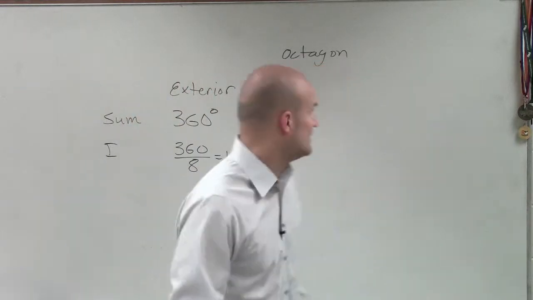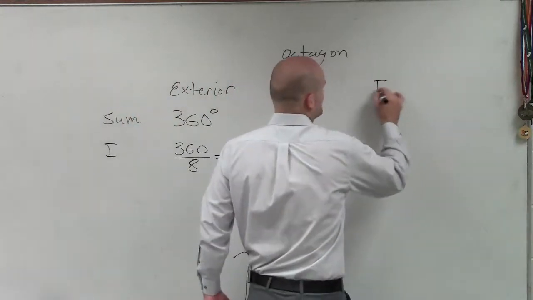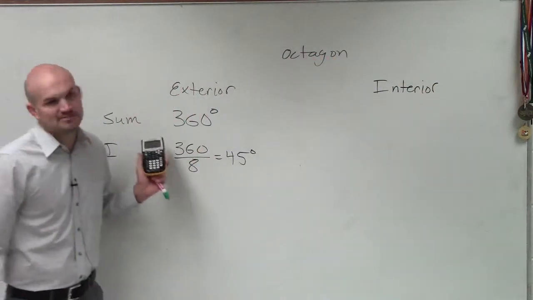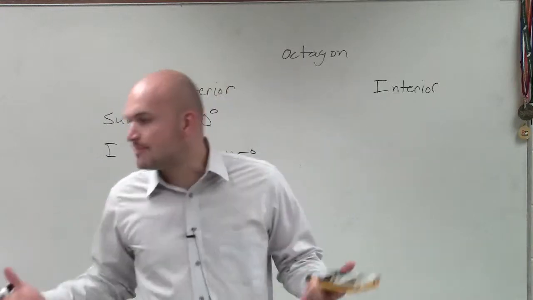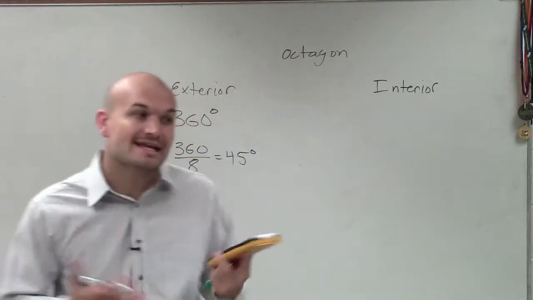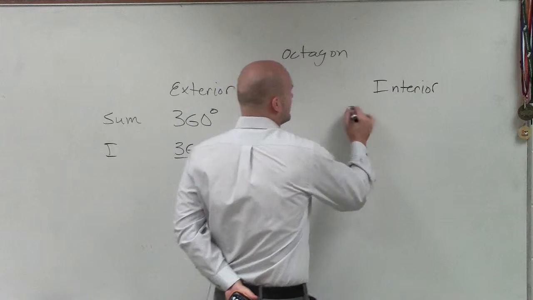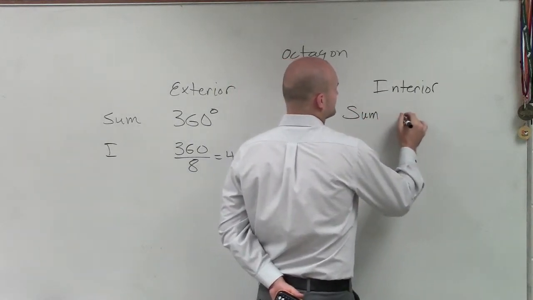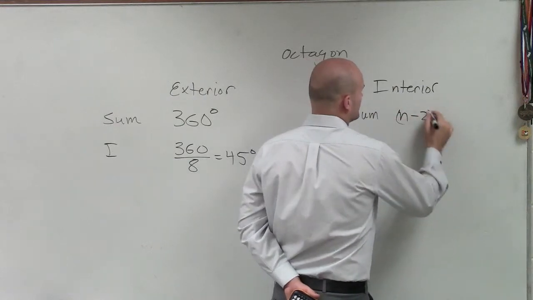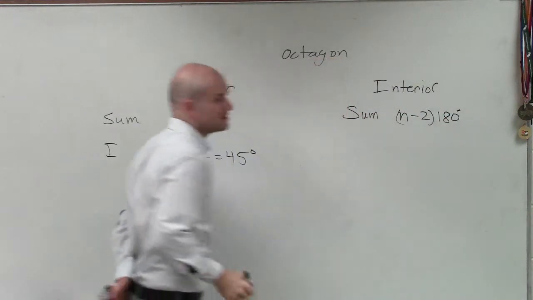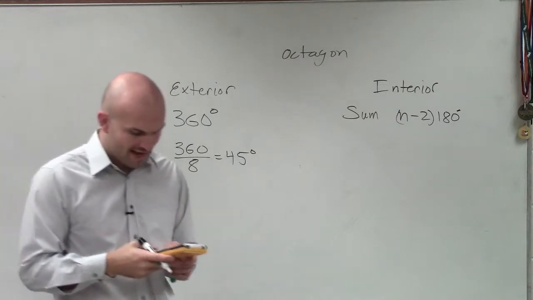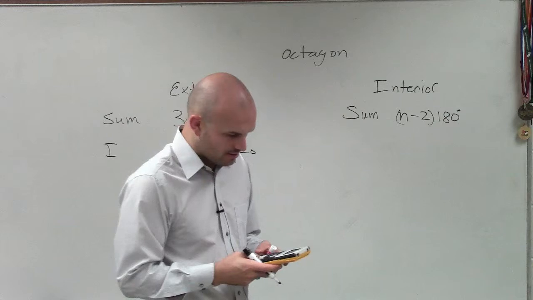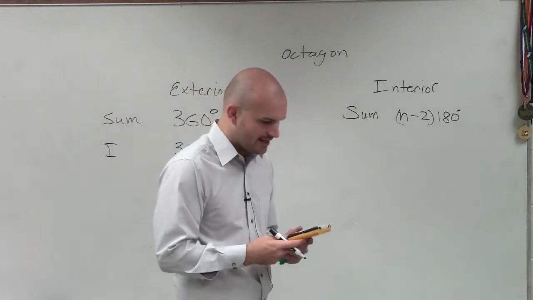Now, the next thing we need to do is determine the interior angles. We know the sum for exterior is pretty easy. It's always 360 no matter what type of figure you have. But for interior angles, we have to go through our formula for the sum, which is n minus 2 times 180 degrees. So it would be 8 minus 2, which is 6, times 180 is 1080.